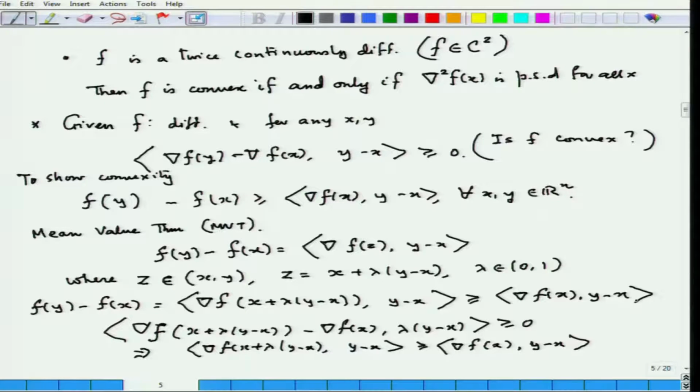So, what does it show? f of y minus f of x is bigger than grad f of x into y minus x. This is exactly this fact, and since x and y are arbitrary, this is true for any x, y, thus showing that the function is convex.